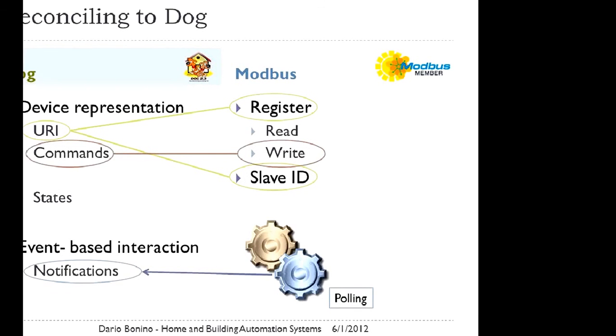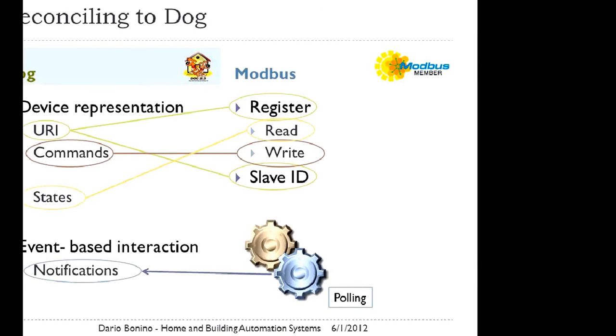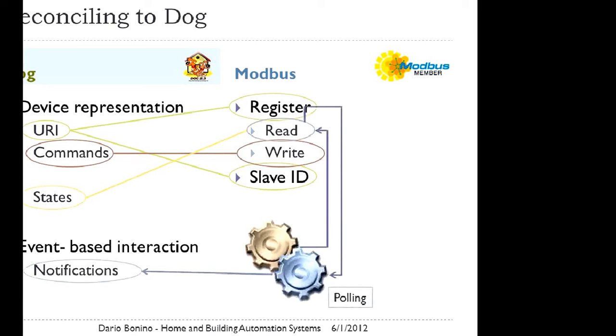Commands are easier. If I want to command something on the Modbus network, I need to write. Okay. So one-to-one mapping. And if I want to get the state, I need to read. Notifications are a little bit more complex because we cannot have events from the network, as the network is based on a client-server interaction. So what we need to do is to poll the network. So constantly reading and pushing back notifications.